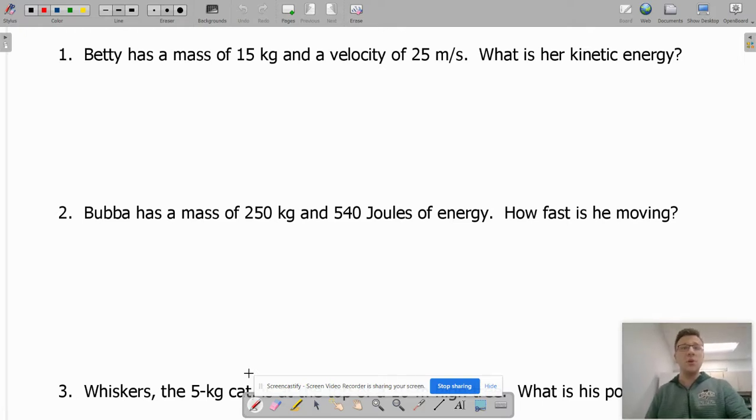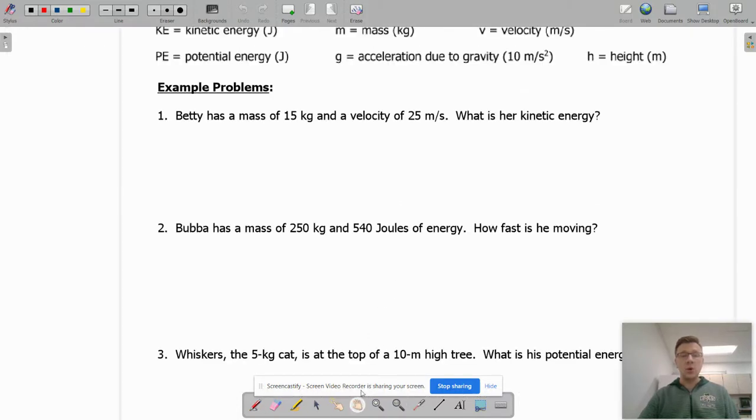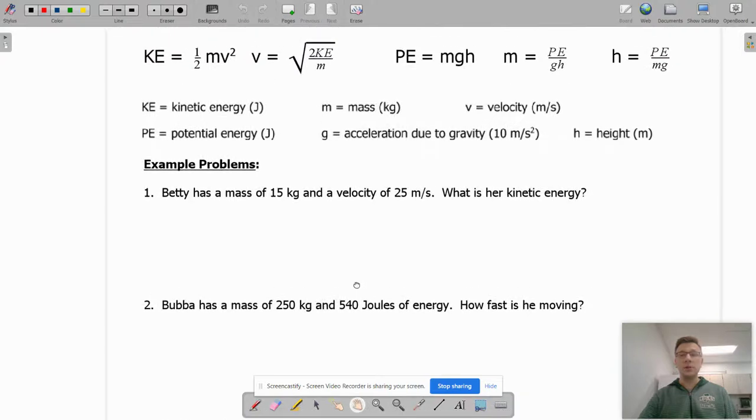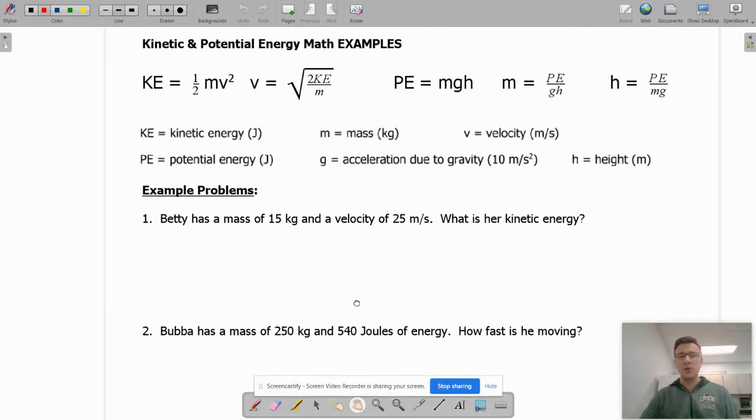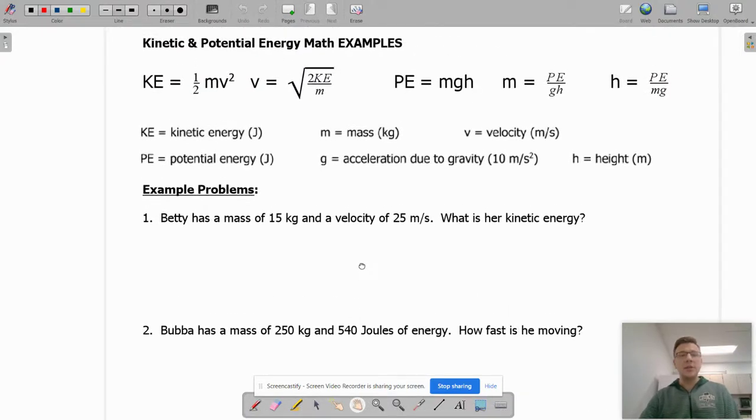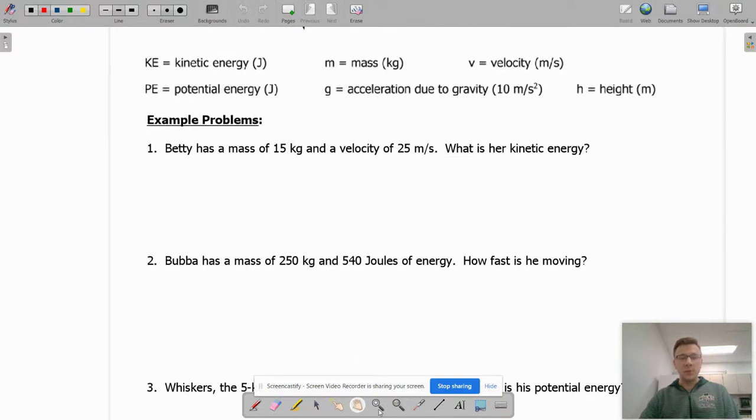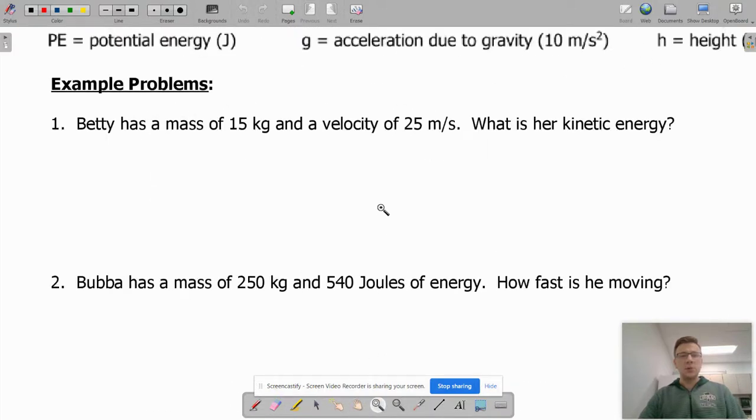So in a previous video, I've already gone through the very top of this page that has the variables and units and equations that we will be using. It looks like this. So if you haven't watched that video, go ahead and give that a quick watch, and then come back and we'll talk about these example problems. Let's go ahead and jump into it here.